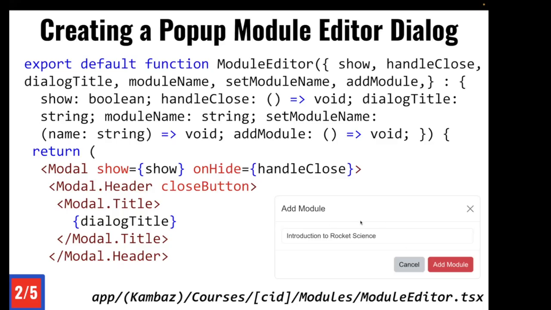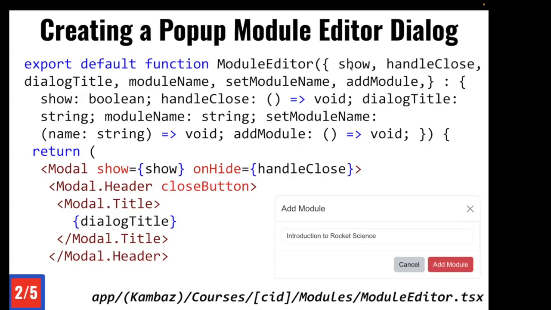Module editor implements this dialog using the modal component that is declared in Bootstrap, and it has a couple of attributes to control when the dialog pops up, and what events are going to cause it to dismiss. And to do that, to show and handle the close, we are passing functions here. Show is going to be a Boolean, whereas handle close is a function that is going to be passed in to this module editor.